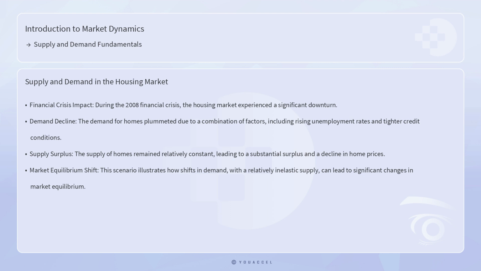A practical example of supply and demand dynamics can be observed in the housing market. During the 2008 financial crisis, the housing market experienced a significant downturn. The demand for homes plummeted due to a combination of factors, including rising unemployment rates and tighter credit conditions. Simultaneously, the supply of homes remained relatively constant, leading to a substantial surplus and a decline in home prices. This scenario illustrates how shifts in demand, with a relatively inelastic supply, can lead to significant changes in market equilibrium.